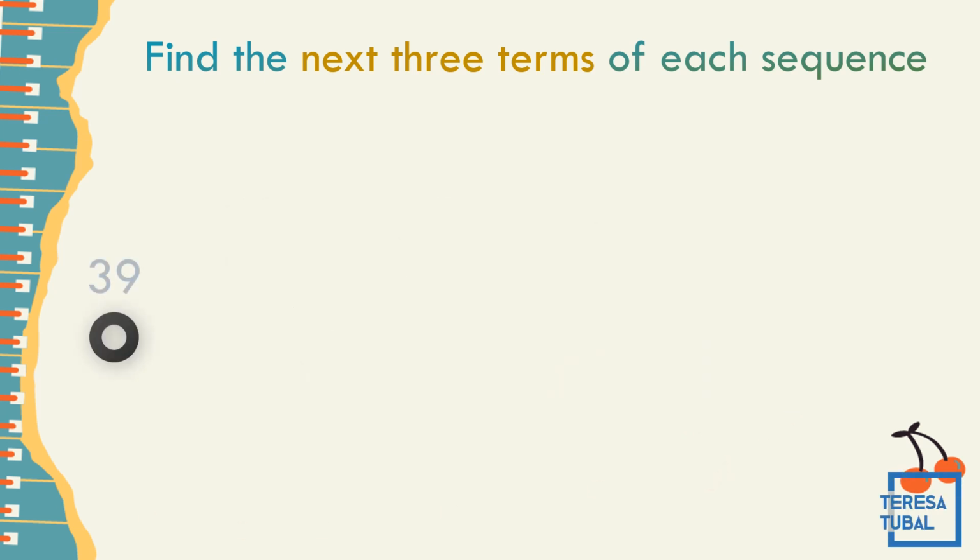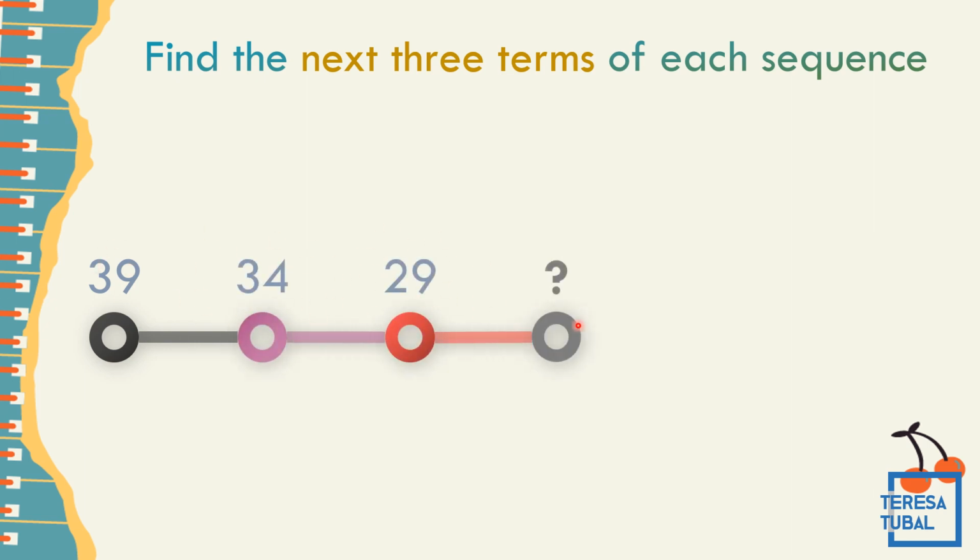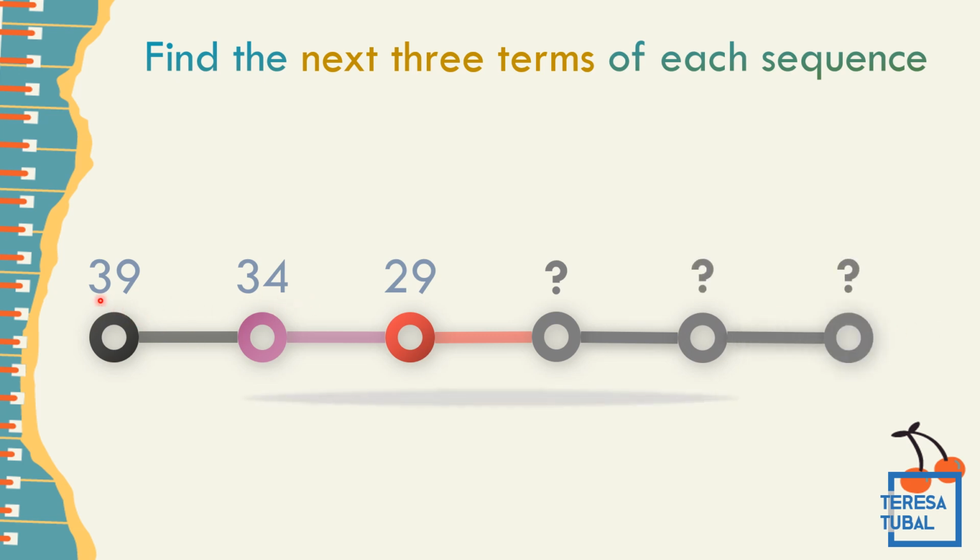How about this one? 39, 34, and 29. What could be the next three terms? So as you observe, ano kaya yung ina-add or sinusubtract? So mukhang isusubtract to kasi pababa. So yung sinubtract, 5. So kung yung 5, 39 minus 5, 34. 34 minus 5, that is 29. 29 minus 5, that is equal to 24. 24 minus 5, that is 19. 19 minus 5, that is 14.